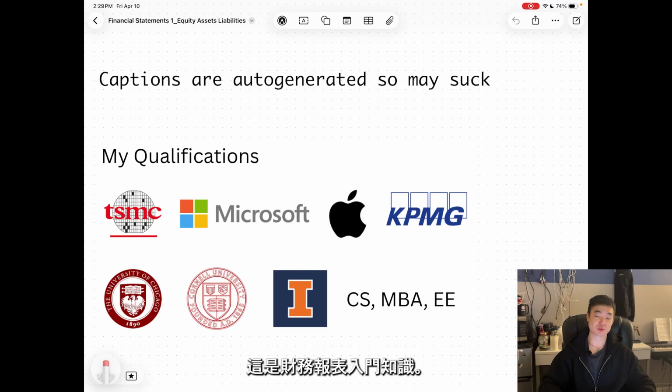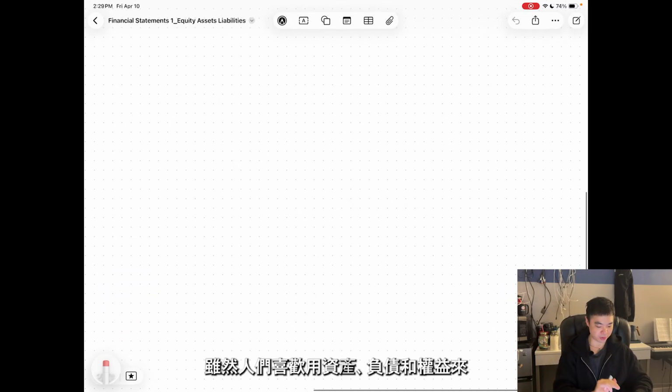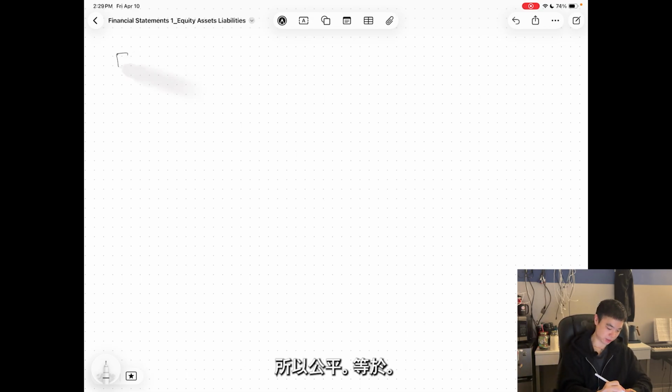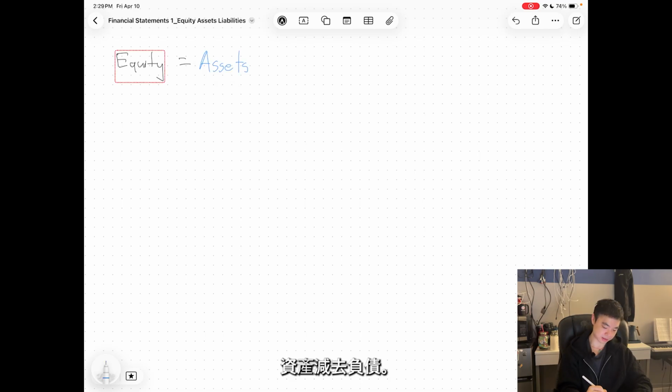It's Financial Statements 101. We're going to cover assets, liabilities, and equity. Even though people like to write it as assets, liabilities, and equity, I like to write it in the form of equity equals assets minus liabilities. So equity equals assets minus liabilities.